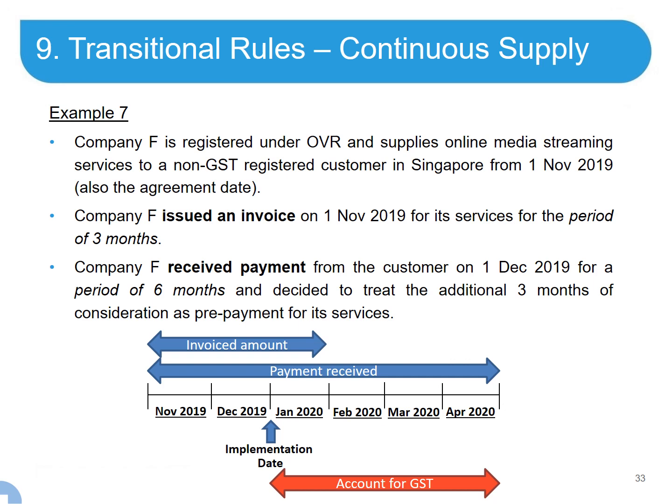The transitional rule states that the portion of the service performed from 1st January 2020 will be subject to GST, and where the amount invoiced is different from the actual payment received before 1st January 2020, GST is to be accounted for on the higher of the two amounts. Since payment received is higher than the invoiced amount, GST has to be accounted on the payment received for the period of service performance after 1st January 2020. In other words, the supplier has to account for GST on the period of the service performed from 1st January 2020 to 30th April 2020.